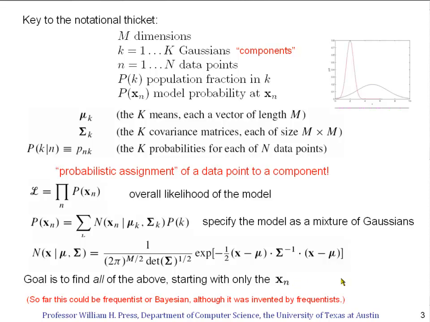Now, as you've seen so far, this could be a frequentist argument. It could be a maximum likelihood kind of calculation. And in just the way that we've seen previously, it could also be a Bayesian calculation where there's some kind of uniform prior underlying this. In fact, GMMs were invented by frequentists, so we tend to use their language for it.